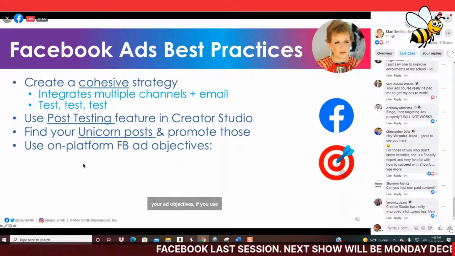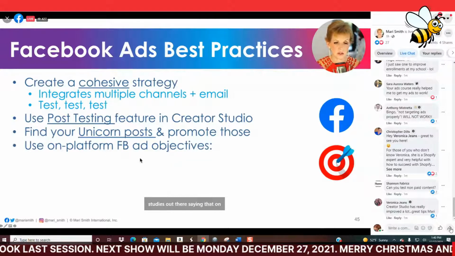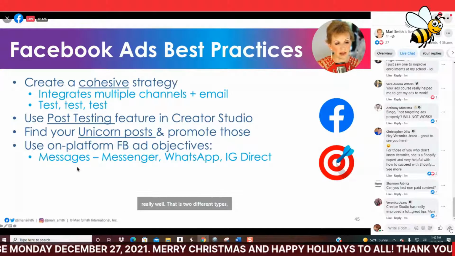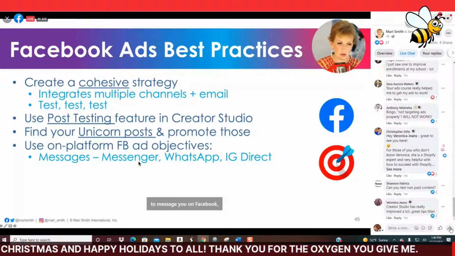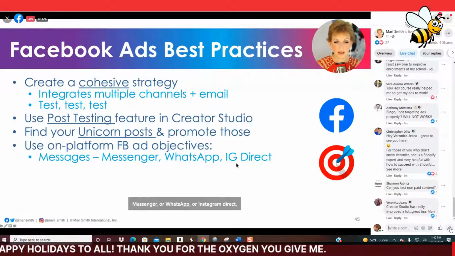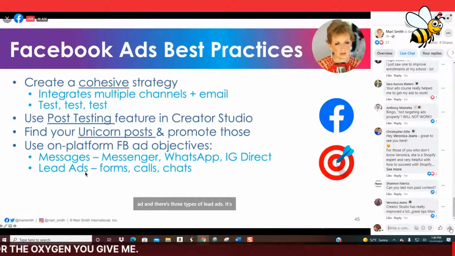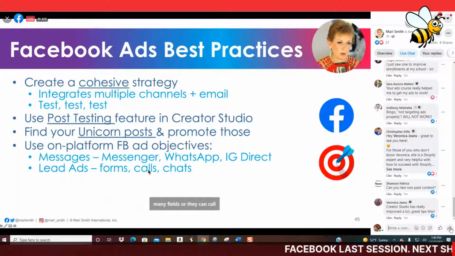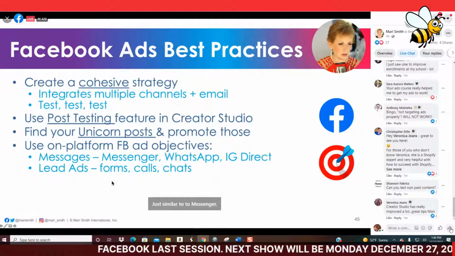Now, for your ad objectives, I'm seeing different studies out there saying that on-platform Facebook ad objectives are performing really well. That is 2 different types. Messages, so you're getting people to message you on Facebook Messenger or WhatsApp or Instagram Direct, or you do a lead ad, and there are 3 types of lead ads. It's a form where they fill in their name and email, or they could put the phone number in. I wouldn't ask for too many fields. Or they can call you, or they can have a chat with you, just basically similar to Messenger.